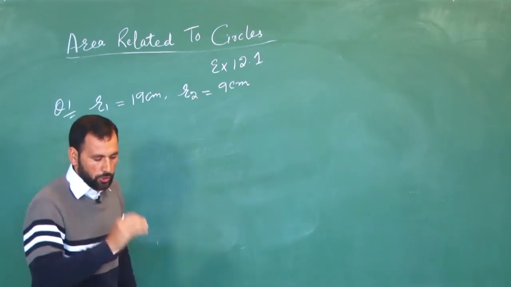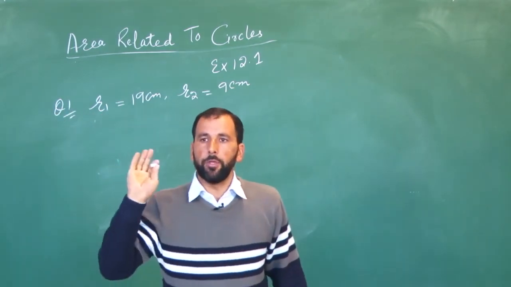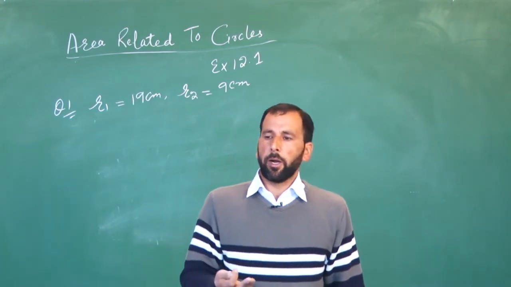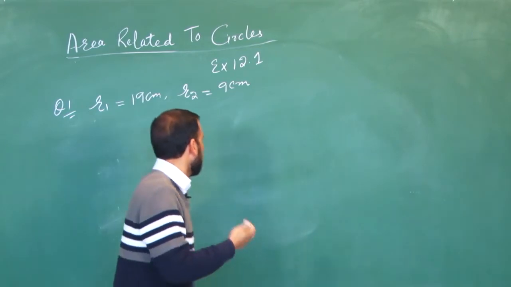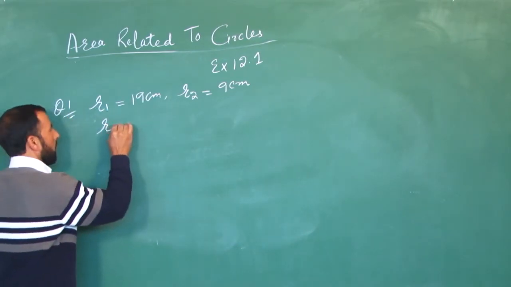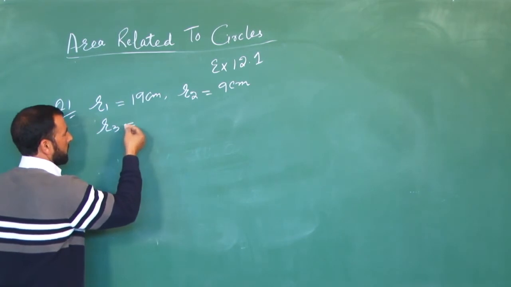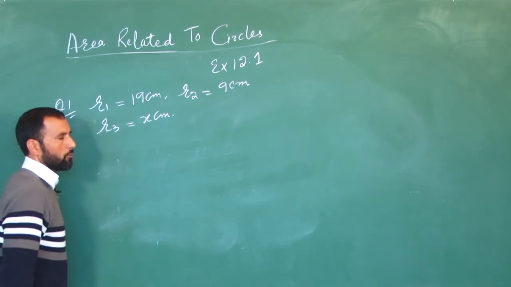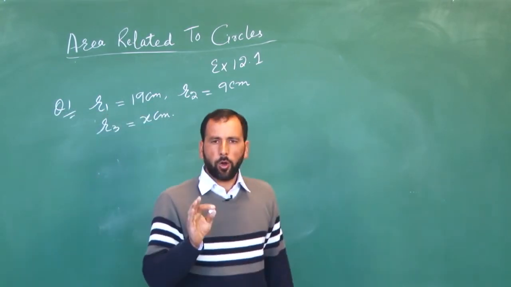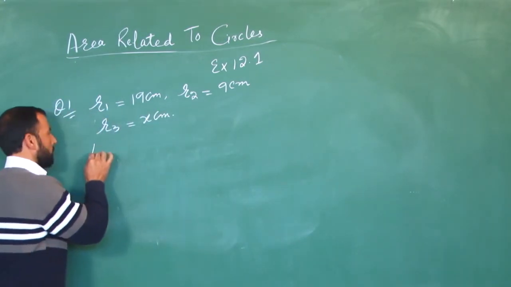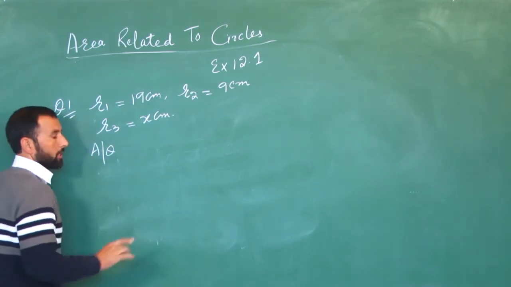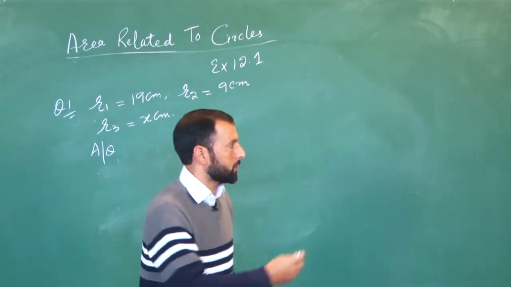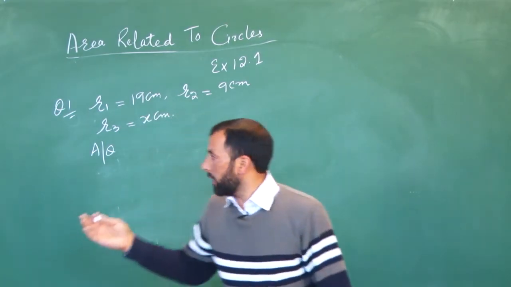And according to the question, the sum of the circumferences of these two circles is equal to the circumference of the third circle. Let the radius of the third circle be R3, that equals x centimeter. So we have to find out this x centimeter. So according to the question, the circumference of the circles whose radii are given: the radii of the two circles are 19 centimeter and 9 centimeter.